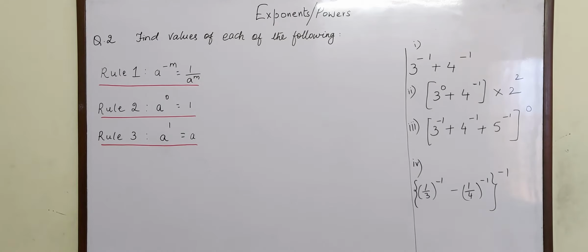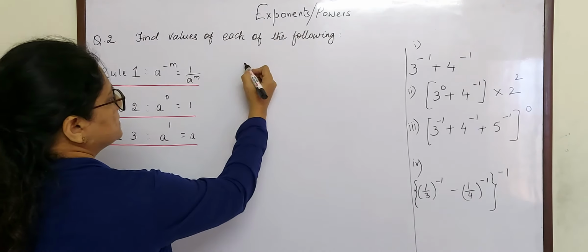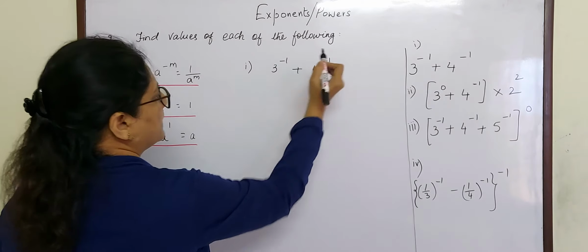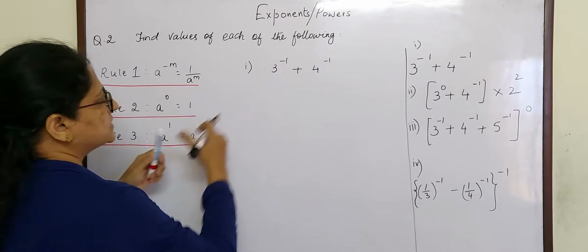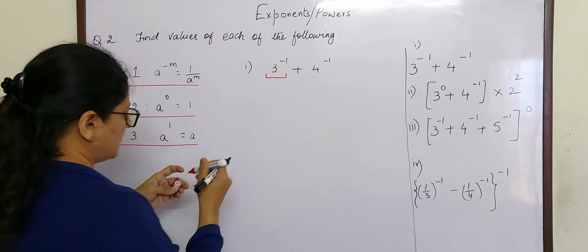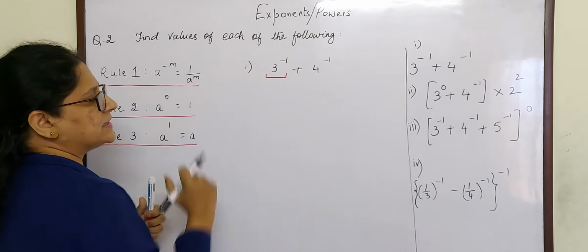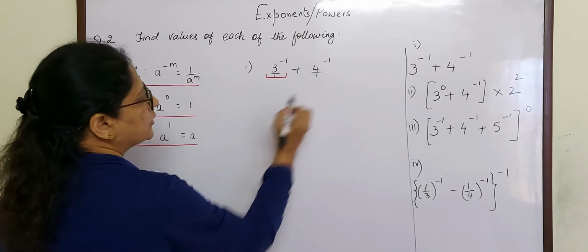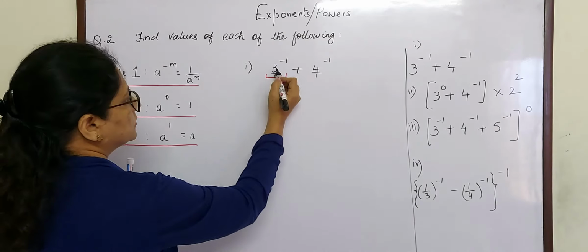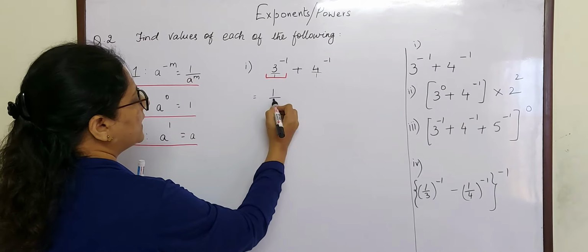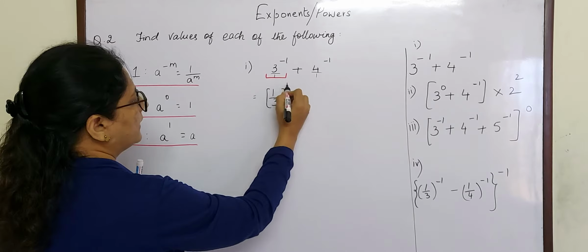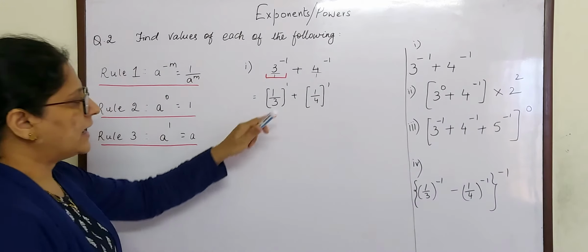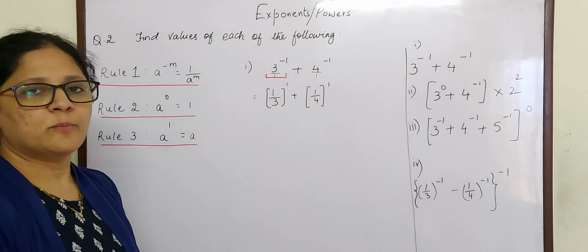So let us go to solving the problems. First sum is 3 raised to minus 1 plus 4 raised to minus 1. Now we will solve first this. What is 3 raised to minus 1? It is a raised to minus m. So we will do the reciprocal. And if there is nothing here in the denominator, that means it is 1. So 3 by 1 reciprocal is 1 by 3 raised to 1 plus 1 by 4 raised to 1. So I have changed the negative exponent to positive.